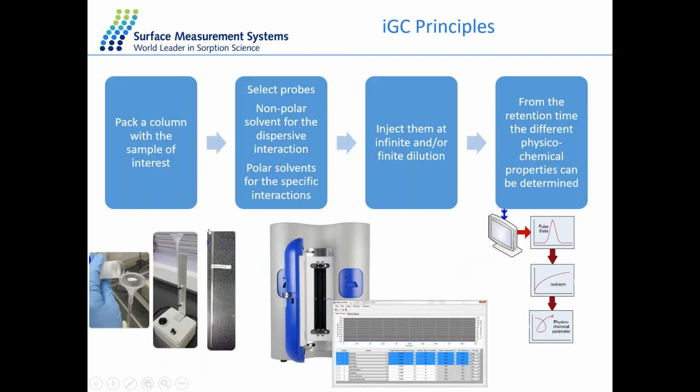So to start an experiment, the first thing you would do is pack the column with your sample of interest. We would then choose some probe molecules. With regards to surface energy, there's two probe molecules that we need. We need non-polar solvents, and this is to understand the dispersive interactions. We also need some polar solvents, this is to understand the specific interactions.